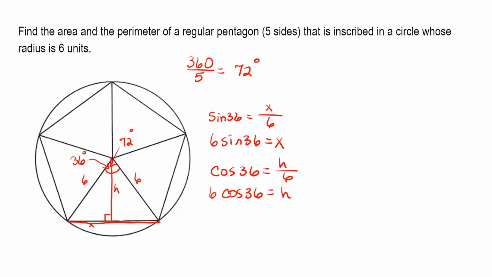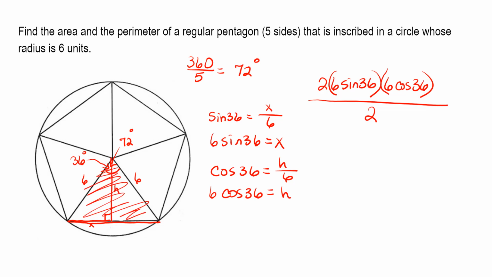So we're going to multiply the base, which is 2 times 6 sine 36, because remember x is half the base of the triangle. Then we're going to multiply that by the height, which is 6 cosine 36, and divide that by 2. That will be the area of one of these triangles. And there are 5 of them, so we're going to multiply that by 5 to get the entire area of that pentagon.